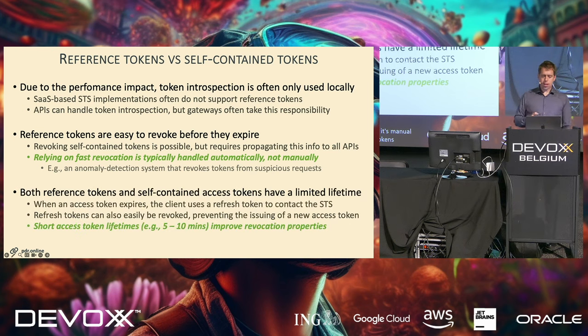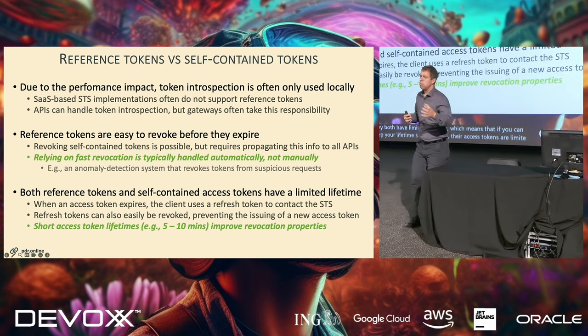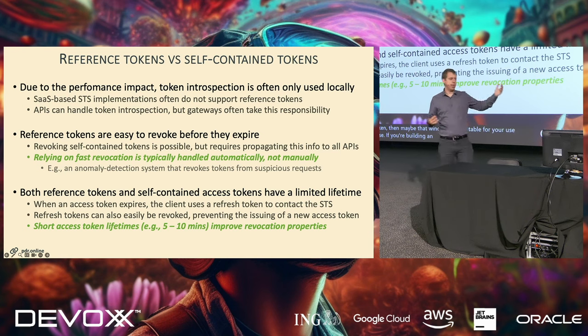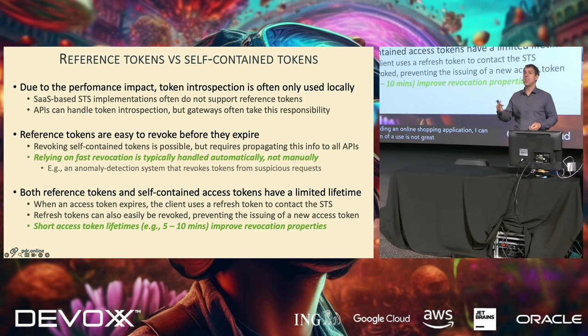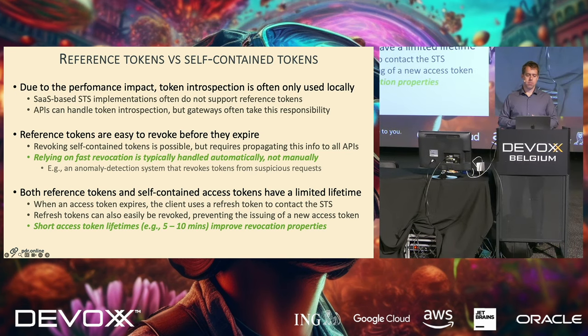And they both have limited lifetimes, which means that if you can keep your lifetime short enough, if your access tokens are limited to 5 minutes or 10 minutes of lifetime, after which you have to use a refresh token, then maybe that window is acceptable for your use case. If you're building an online shopping application, I can imagine that 5 minutes of abuse is not great, but also not the end of the world. If you're building a bank, different story. And that's why I can't give you one recommendation. It all depends on what is acceptable to you and what you can implement in practice.